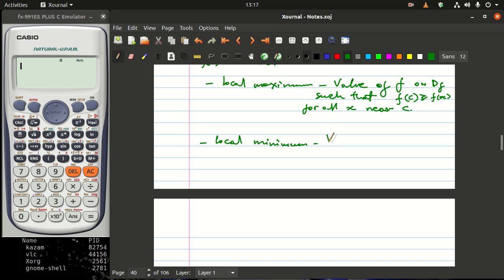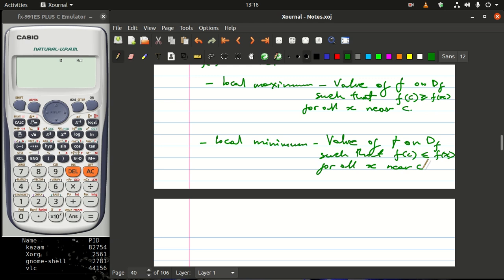And then the local minimum is also a value of f on the domain Df such that f of c is always less than or equal to f of x for all values x near c. So here we're talking about the value that is somewhere there, and then any value near it is always above it.